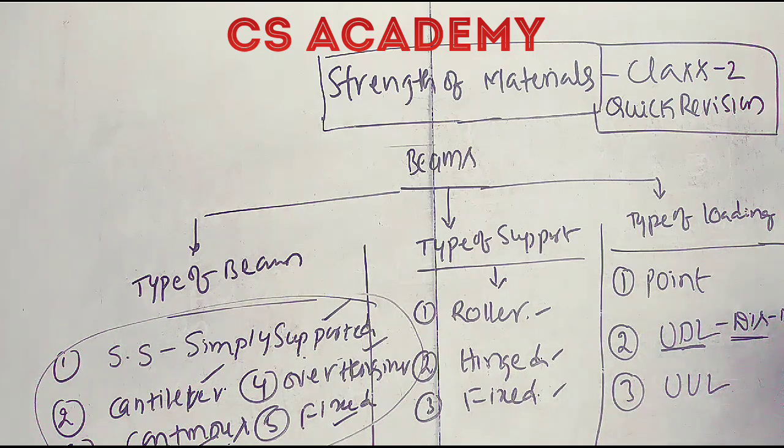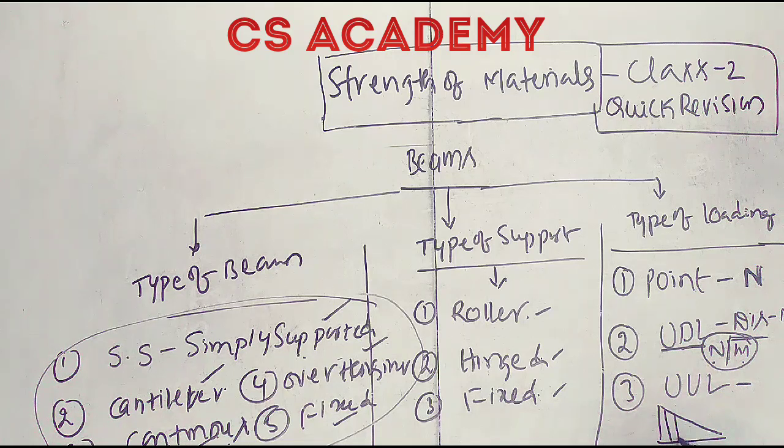The units will always be Newton per meter. Why is it Newton per meter? Uniformly distributed load means per 1 meter length, how much amount of force is acting. The point load is simply a load, and the units will be newtons. And the uniformly varying load means the load is uniformly varying. Each and every thing we will discuss in detail.